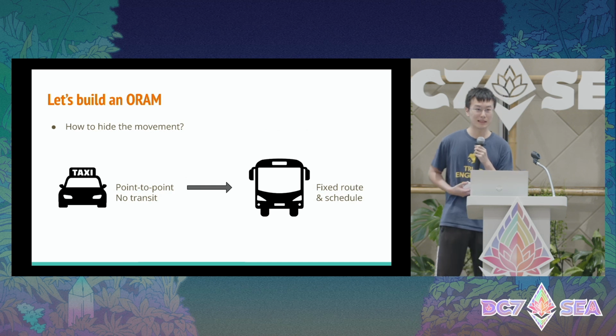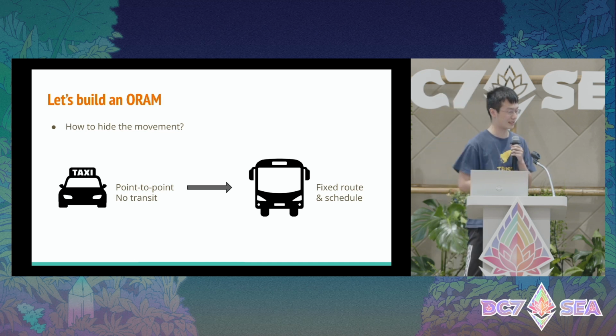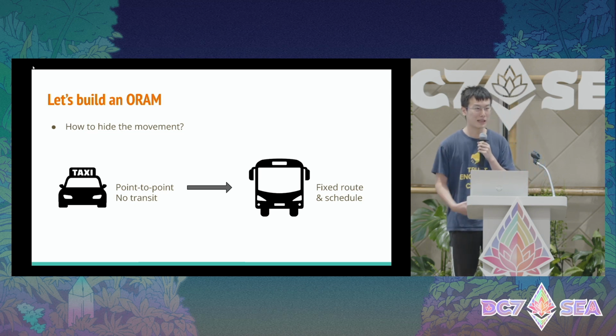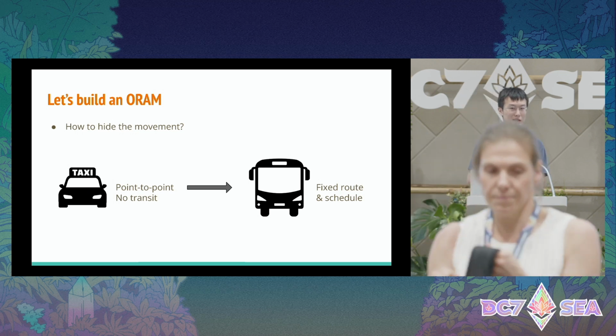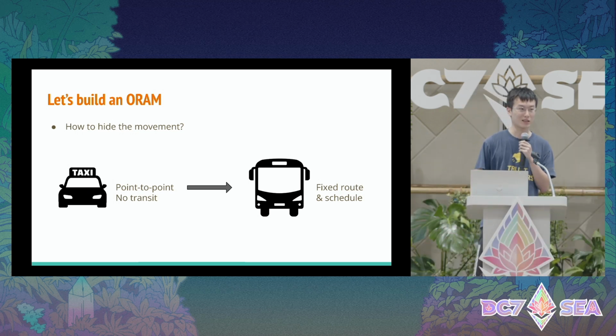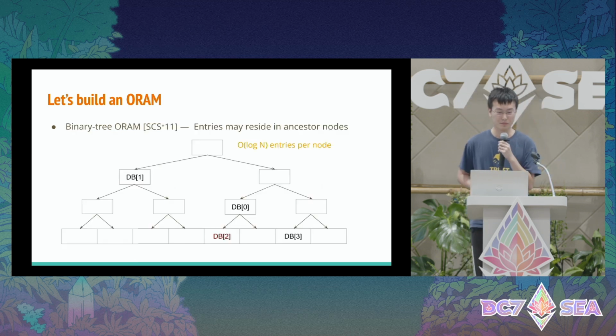The high-level idea is, instead of moving the entry directly from here to there, like taking a taxi, we let these entries take buses. The nice thing about a bus is that it always has a fixed route and schedule, no matter where you want to go. So to make yourself untraceable, you only need to hide whether you take this bus or not. And this can be guaranteed by, say, the semantic security of the underlying encryption scheme.